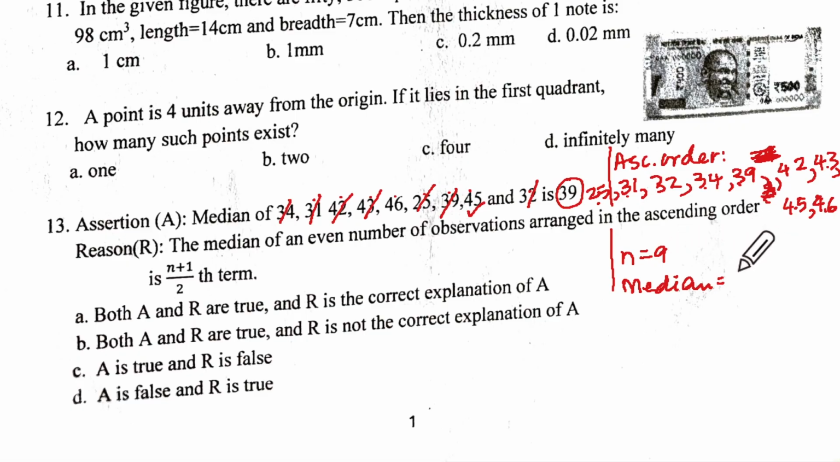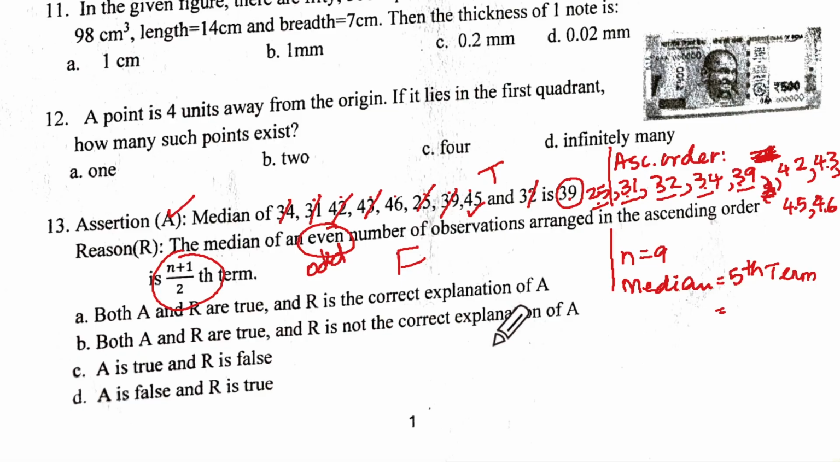9 plus 1 means 10. 10 upon 2. Can you do this mentally? Which is the fifth term? 1, 2, 3, 4, 5. Correct? 39. So the assertion is true. The reason says for even number of observations. This would be for the odd number of observations. So this is false. So option C, the assertion is true and the reason is false. Option C is correct.